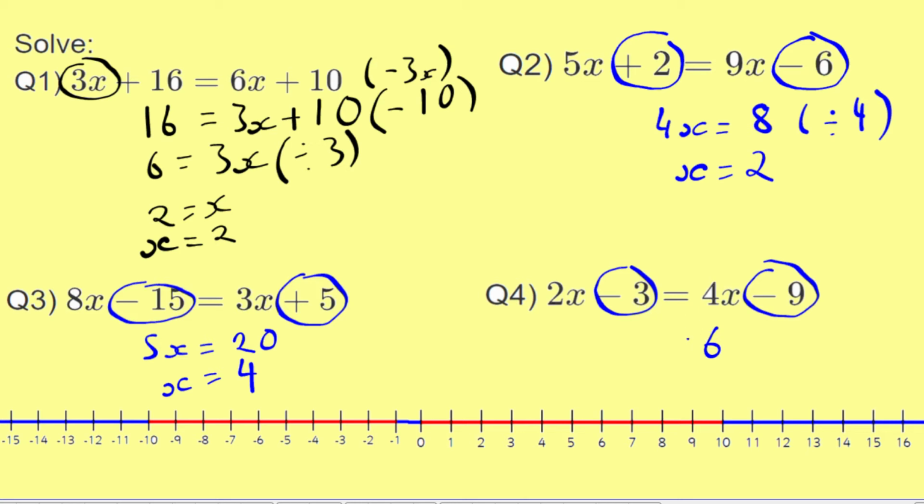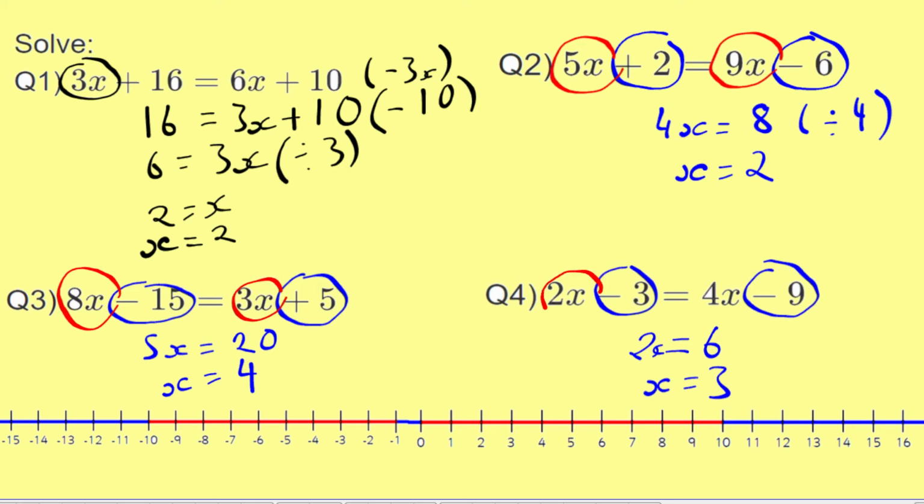And the difference between 2 and 4 is 2. So 2x is 6. So x is going to be 3. You see, that's so much quicker than the original way that we've all been taught previously. So find the difference between the numbers and the difference between the letters, and then divide the numbers by the difference in the letters. Okay, we'll come back to these when we're looking at inequalities.